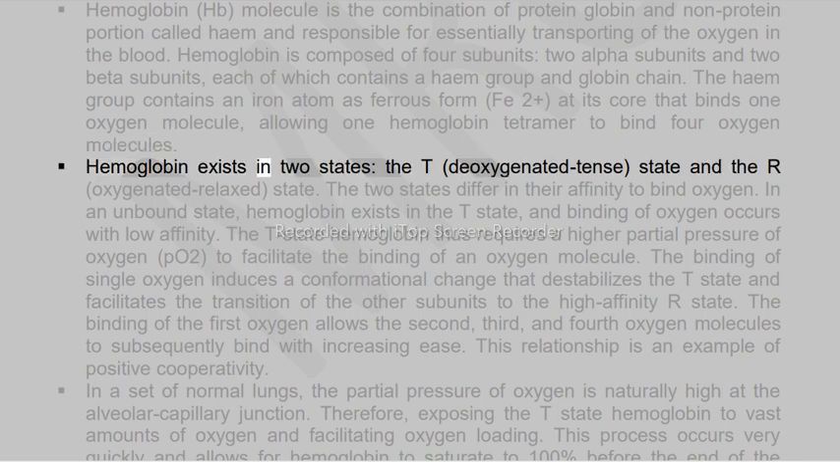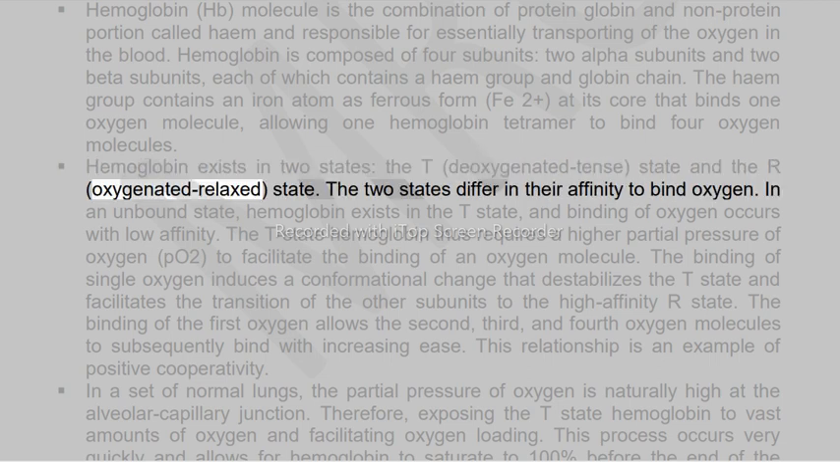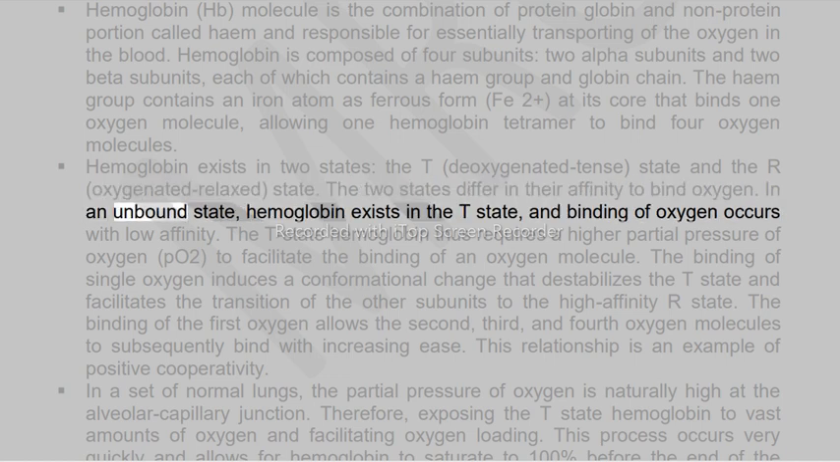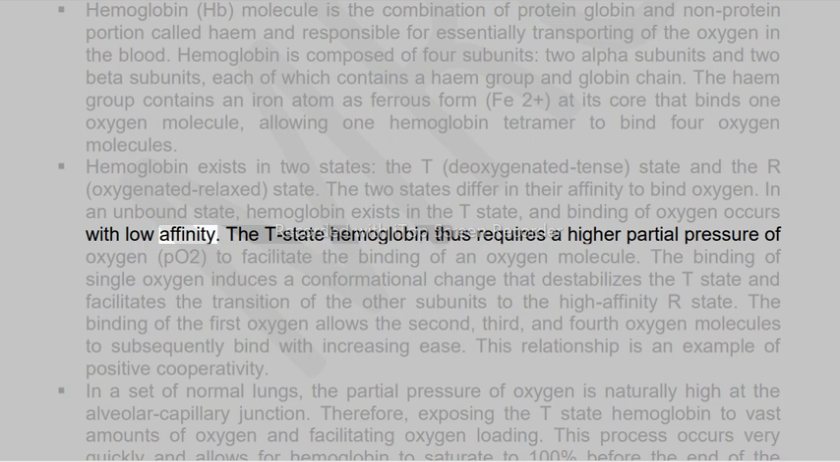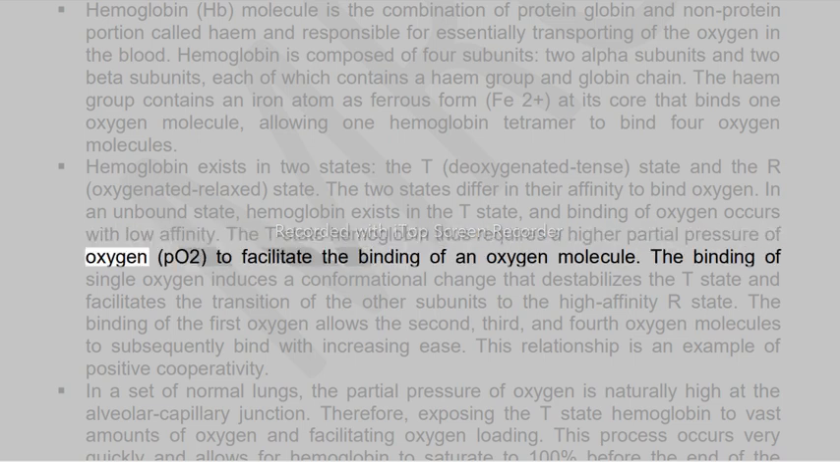Hemoglobin exists in 2 states, the T, deoxygenated tense, state and the R, oxygenated relaxed, state. The 2 states differ in their affinity to bind oxygen. In an unbound state, hemoglobin exists in the T state, and binding of oxygen occurs with low affinity. The T-state hemoglobin thus requires a higher partial pressure of oxygen, PO2, to facilitate the binding of an oxygen molecule.